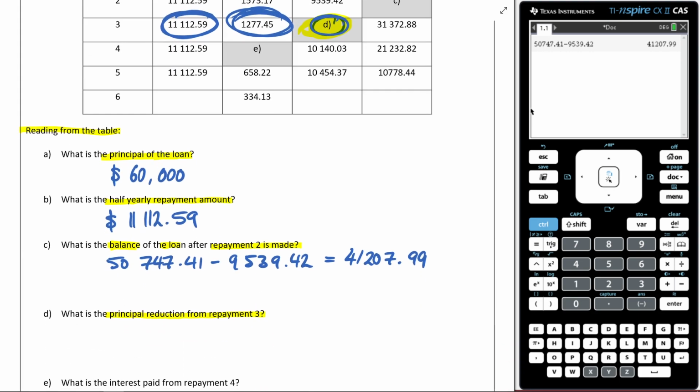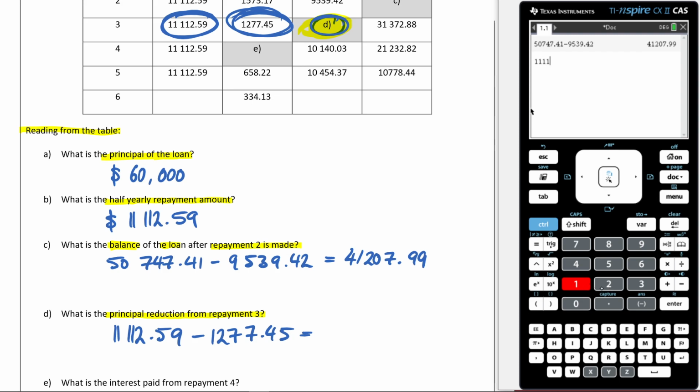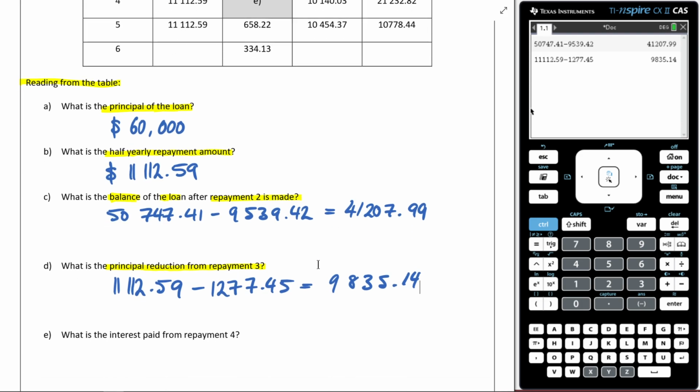So I'm just going to come put those numbers in. I'm going to go 11112.59 minus 1277.45. And that's going to leave me with 11112.59 minus 1277.45. And when I do that, I'm going to end up with 9835.14. All right, we keep on going now.